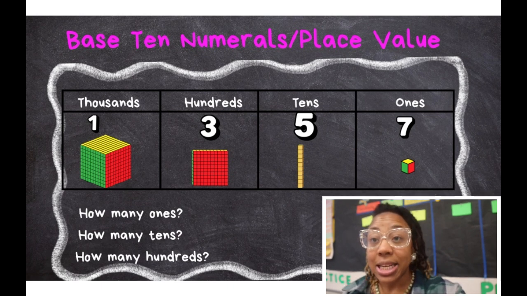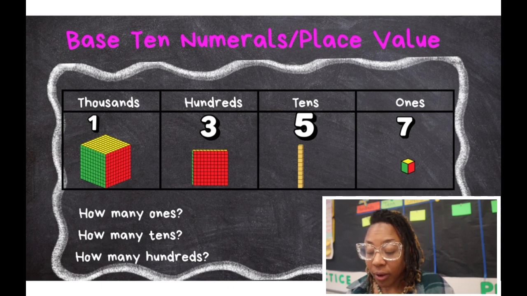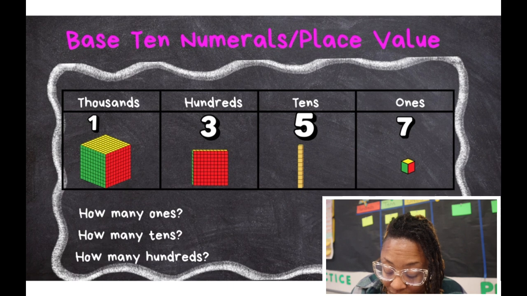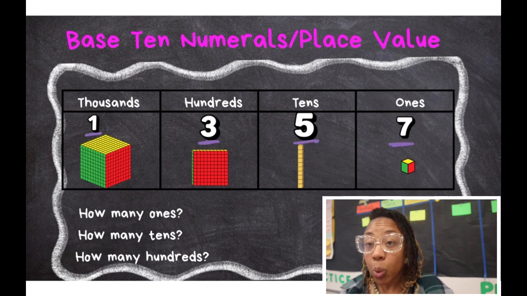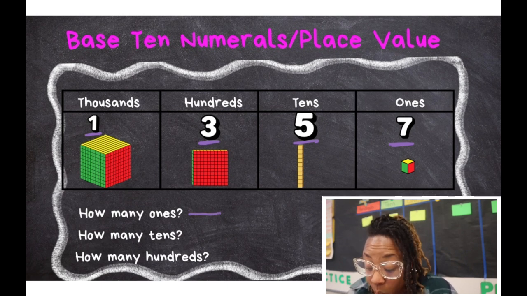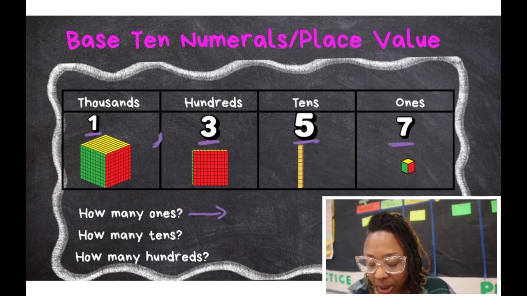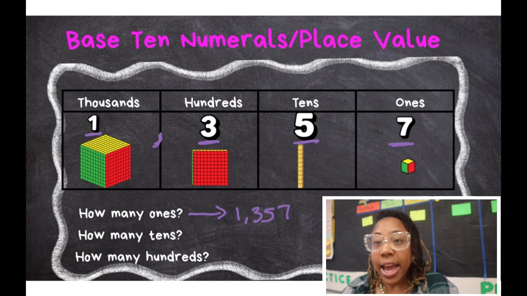So when we're talking about representing these values, I have pictures of what 1,000 looks like, what 100 looks like, what a 10 looks like, and what a 1 looks like. But the values that I want us to look at are the actual numbers. So no, I do not have 7 ones, but I'm hoping that we can visualize what 7 ones looks like. So how many ones are in 1,357? And that's typically an easy one. That is 1,357 ones.